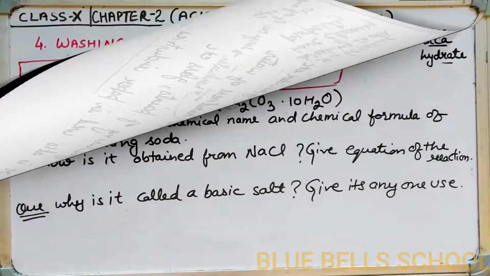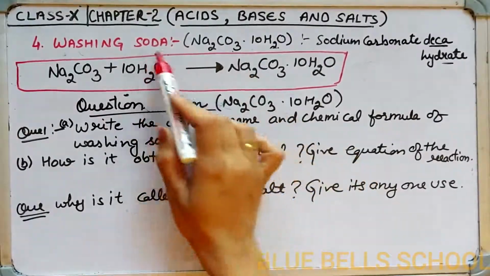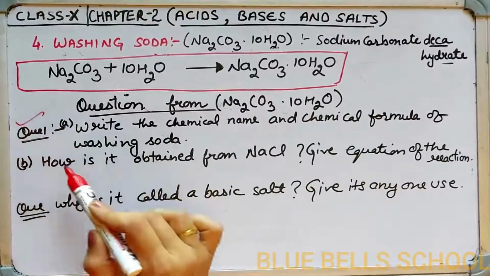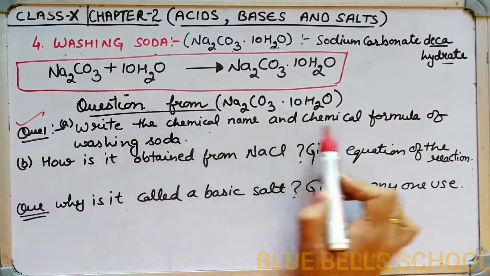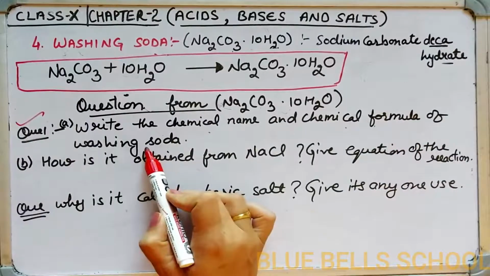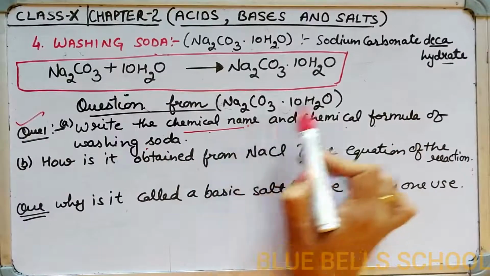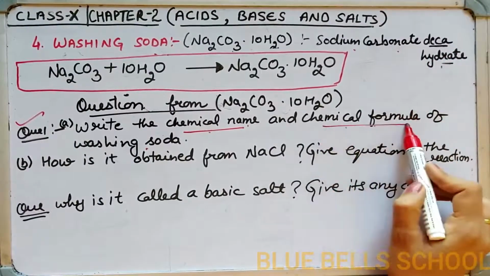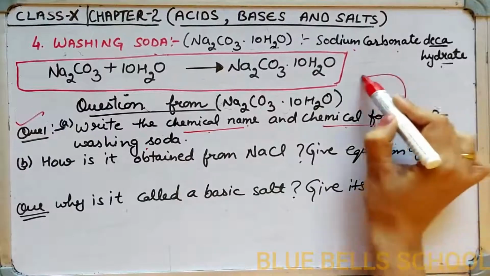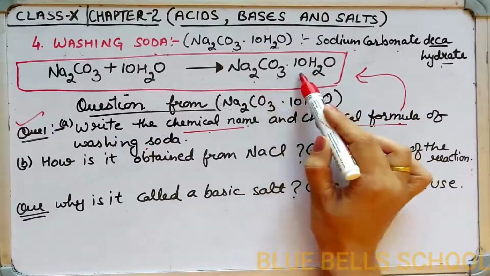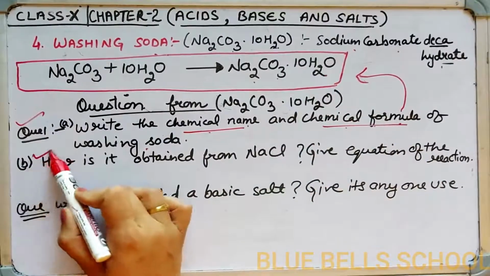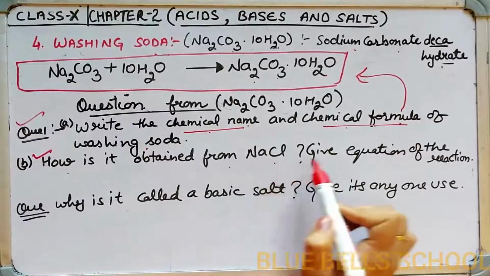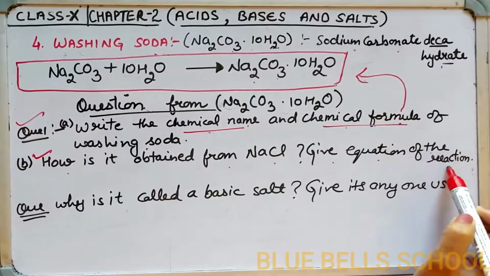Understand? Let me discuss some questions from the topic of washing soda. What type of question may be asked in the exam? First question: write the chemical name and chemical formula of washing soda. Chemical name is sodium carbonate decahydrate. Chemical formula is Na2CO3·10H2O. Second part of this question: how is it obtained from NaCl? Give the equation for the reaction.